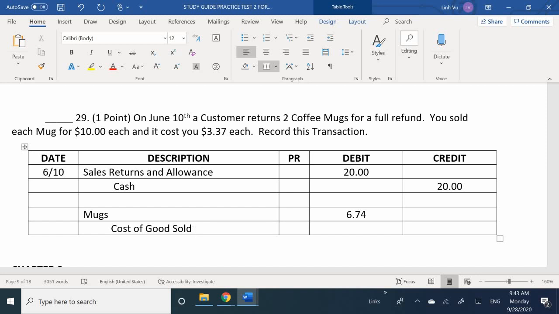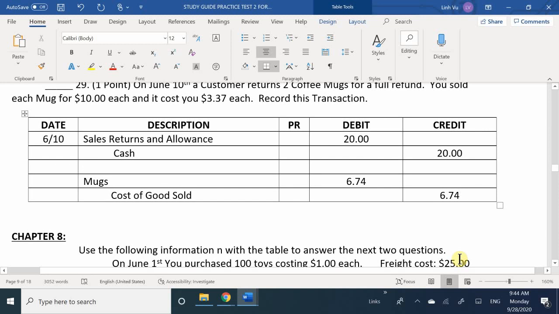What happens when a customer actually returns an actual product to you? You're going to reverse the transaction, give the customer their money back, and then you're going to place it back into inventory and reverse the cost of goods sold because you didn't sell it anymore. It's back into your inventory, okay? And it's going to be back into your inventory for $6.74. Okay, good.